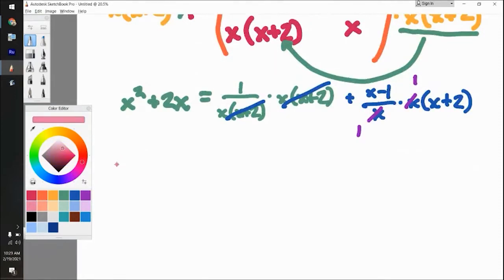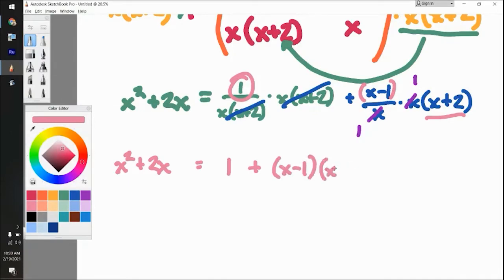So let's simplify everything. I'm going to rewrite this here. Is equal to, well, this is just a 1. So I'm going to put a 1 here. Plus, this is x minus 1 times x plus 2. The ones you don't really need to worry about. So it's really just going to be x minus 1 times x minus 2.